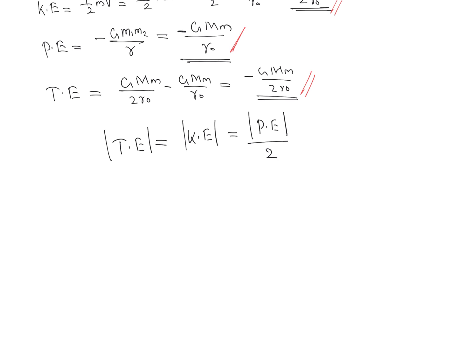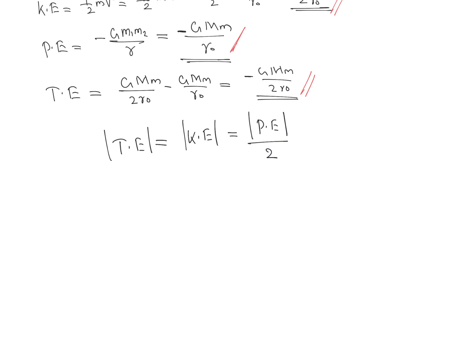In some situations they'll ask you to find the condition for a satellite to escape from the gravitational pull of this planet. Then the condition is that this total energy should be positive or it should be 0. So minimum it should be 0, or it should be a positive value. So we'll say that it will be able to escape if total energy is greater than or equal to 0.